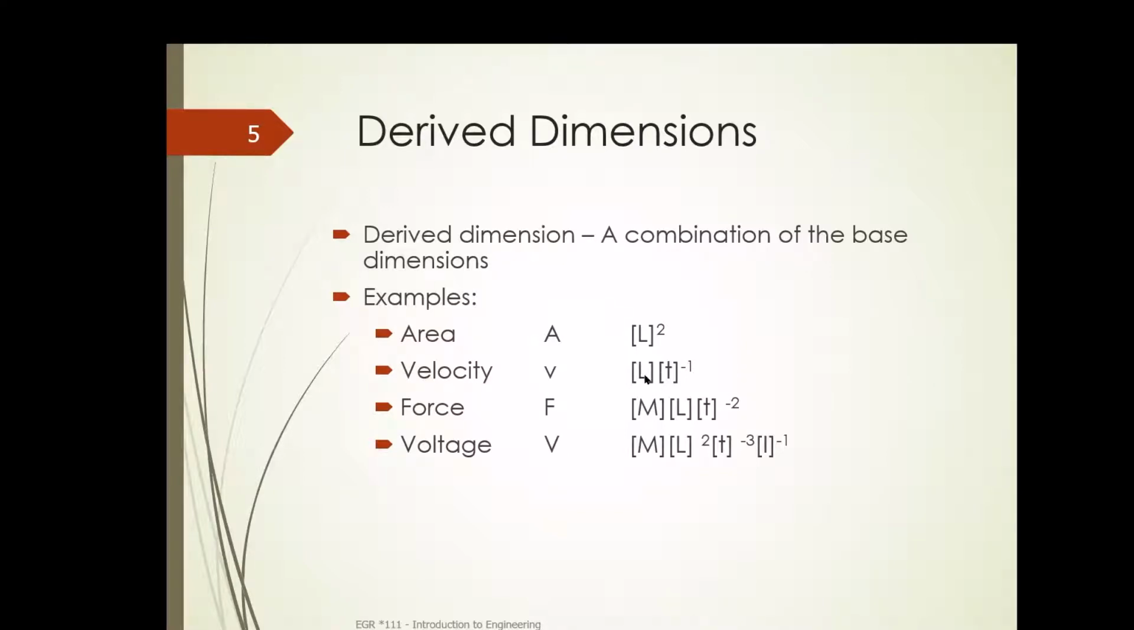The next one is velocity. Now, velocity is just length, right, distance let's say, or length, divided by time. And one of the ways you can write it is just like this. Lowercase t is time, and so it's just like meters per second, feet per hour, miles per hour, something like that.